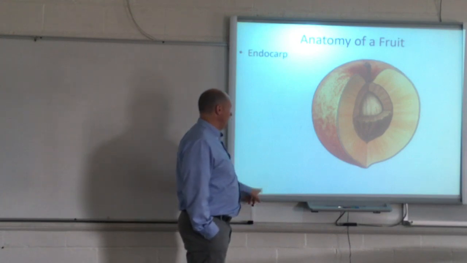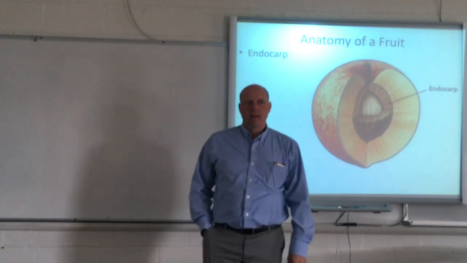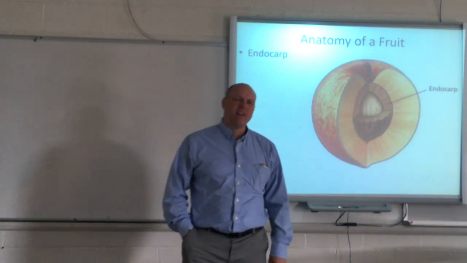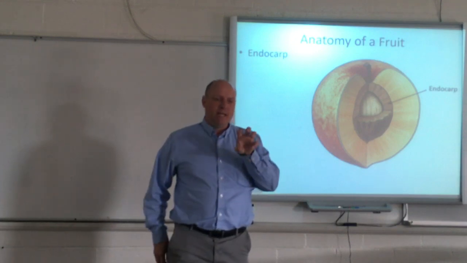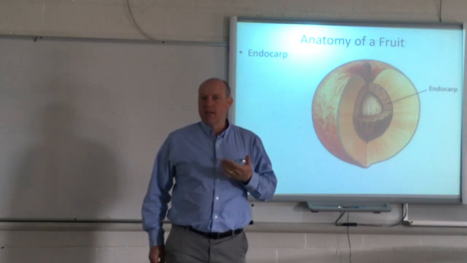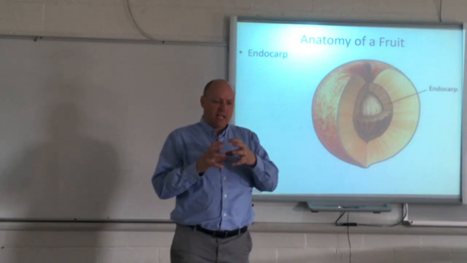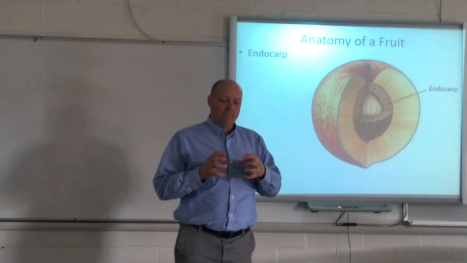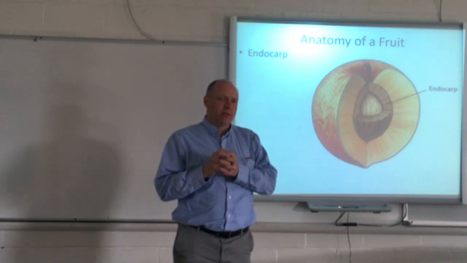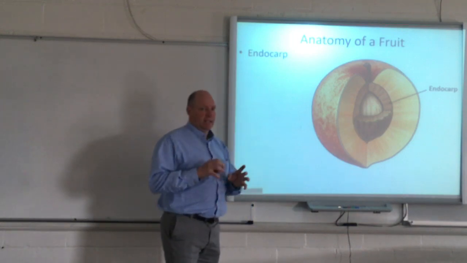First of all, we have the endocarp. It varies in fruits. For example, in a peach, the endocarp is the pit over the seed. Same thing in an almond or a pecan. You almost have to have a hammer to break these open. This endocarp is really tough, really hard and very thick, protecting that seed inside.